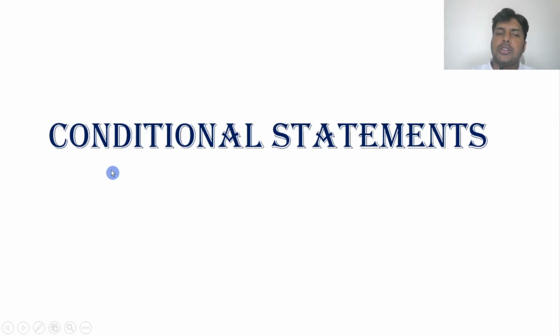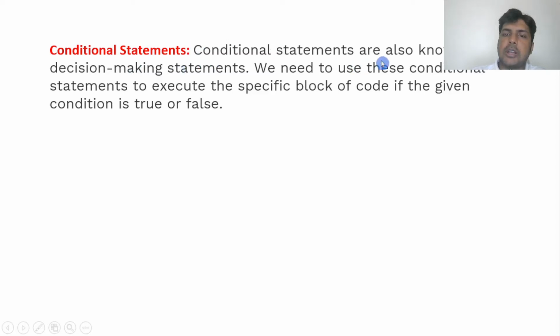So let us start. First, conditional statement. So what is a conditional statement? Conditional statements are also known as decision making statements. We need to use these conditional statements to execute a specific block. So if you want to execute a specific block, you require conditional statements. And how will this specific block be executed? If the given condition is true or false. Suppose the condition is true, you want to execute one block. If the condition is false, you want to execute another block. So this is how a conditional statement will be used. Conditional statements are also called decision making statements, and they are used to execute a specific block.